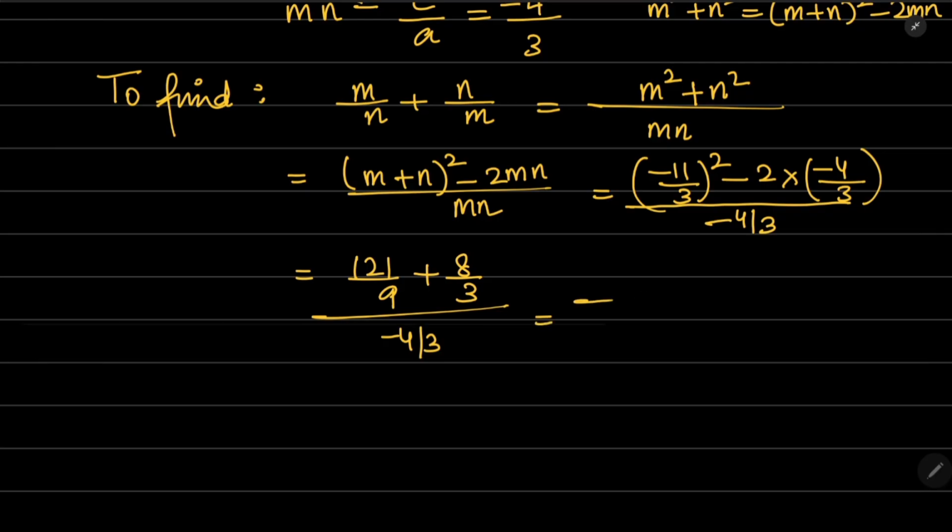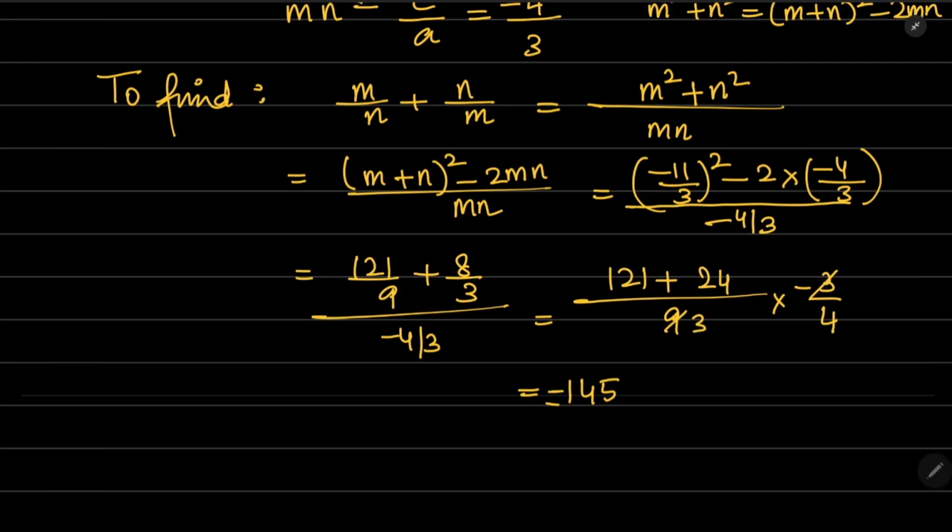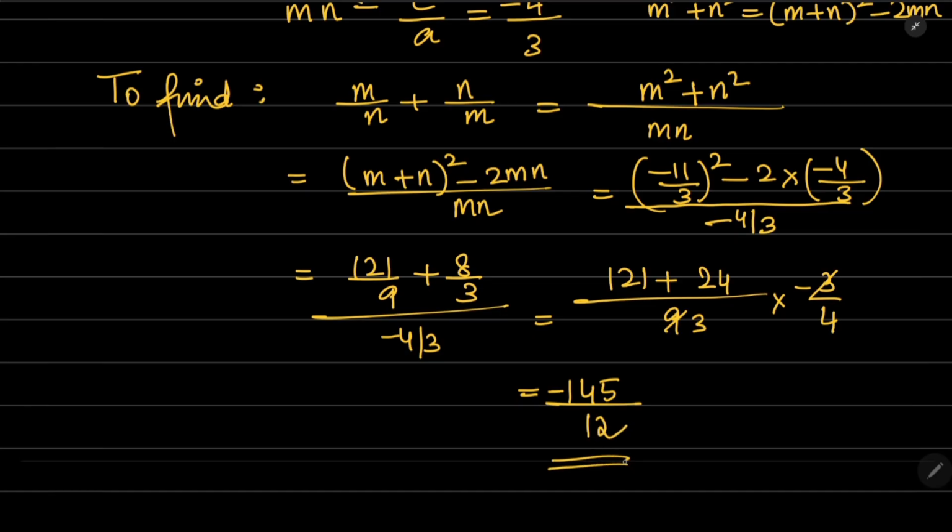Then in the numerator, what is the LCM? It is 9. So you have (121 + 24)/9 divided by −4/3. I will write it as × (−3/4). I can take a reciprocal or flip it: when I take the denominator fraction to the numerator, I flip it. So what do you get here? 121 + 24 is 145, and 3 and 3 threes are 9. You have a minus sign, so it is −145 divided by 3 × 4, which is 12. So this is your answer.